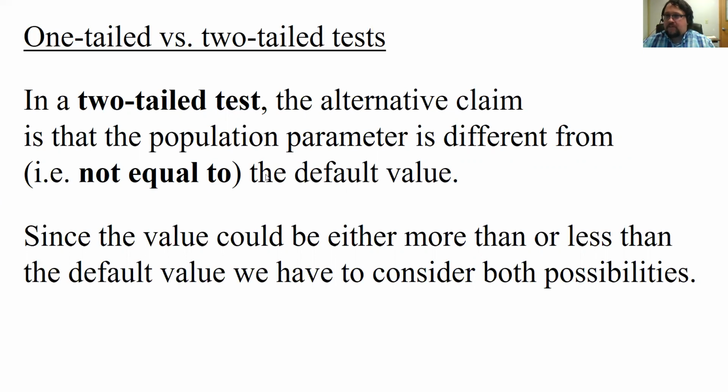We're going to consider both of those possibilities. What this means for us is we're actually going to split our chance of being wrong in half. So we're putting half of that chance on one end and half of that chance on the other. It's going to make it harder to make that prediction.